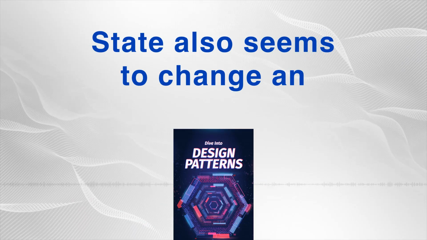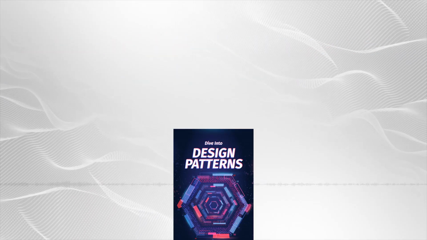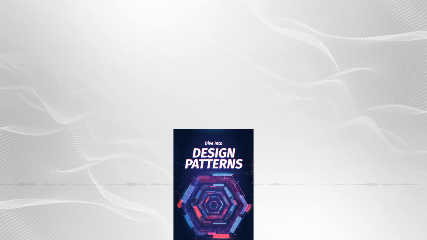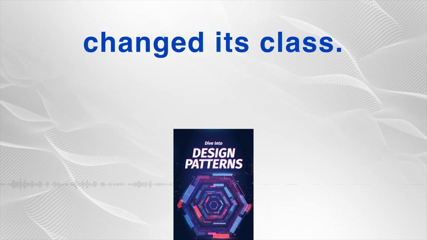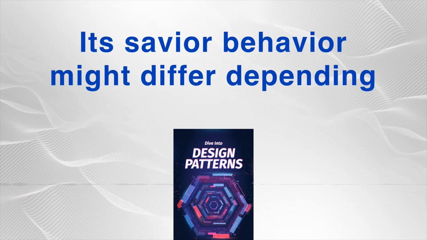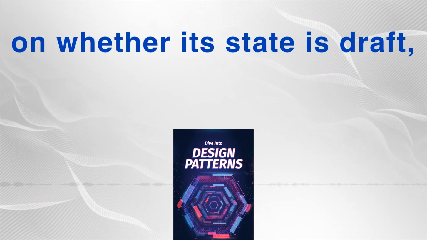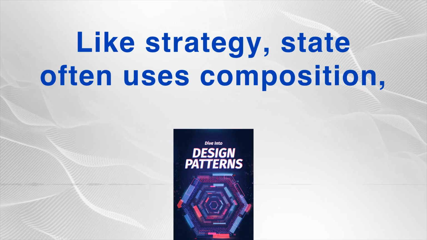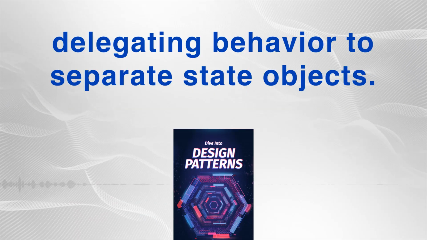State also seems to change an object's behavior. Another good comparison. State lets an object alter its behavior when its internal state changes. It appears as if the object changed its class. Think of a document object. Its save behavior might differ depending on whether its state is draft, moderation, or published. Like strategy, state often uses composition, delegating behavior to separate state objects.